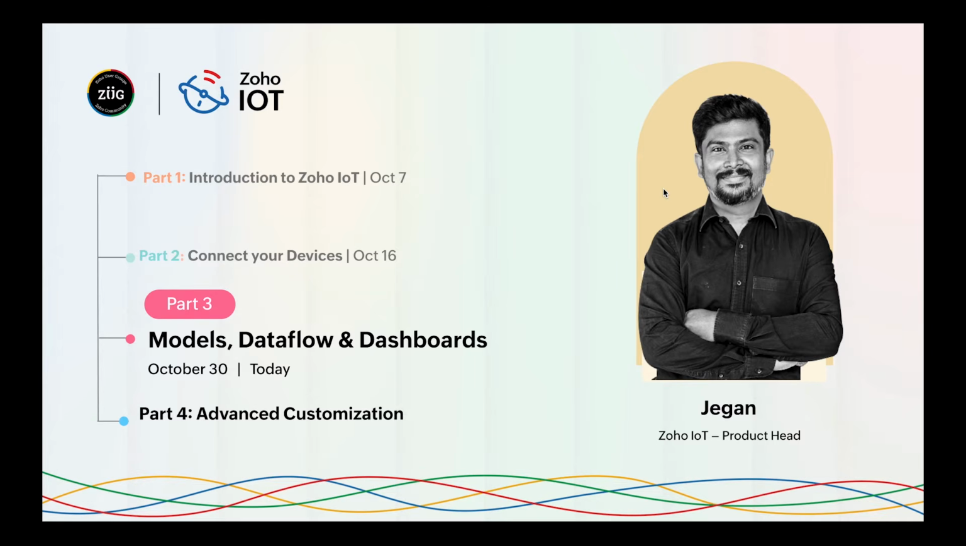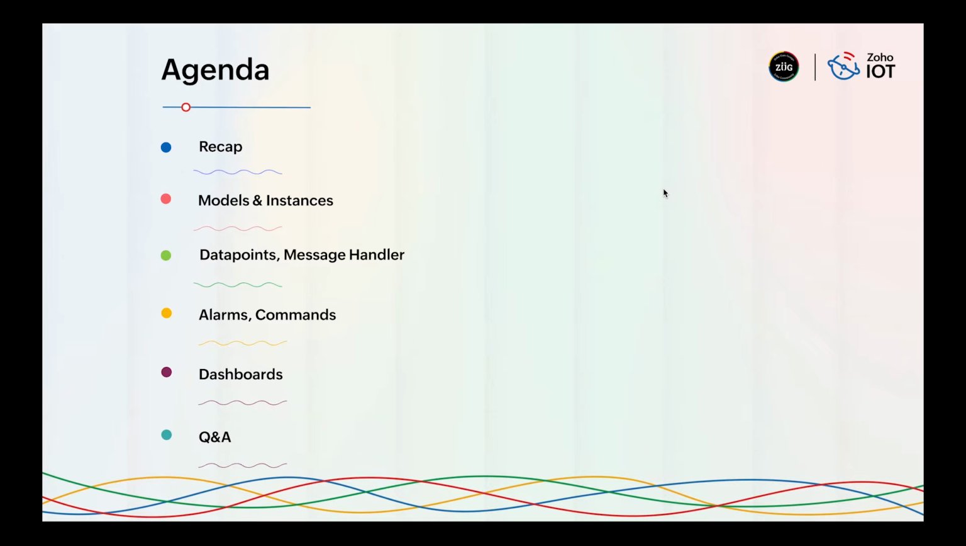So this is the agenda for today's session. First we will have a quick recap of what we had seen in part 1 and part 2, and then we will delve into models and instances, the concepts behind that, and the corresponding screens in Zoho IoT. Then data points, message handler for handling custom messages, alarms and commands, and dashboards. We'll have a question session in between as well, so feel free to stop us.